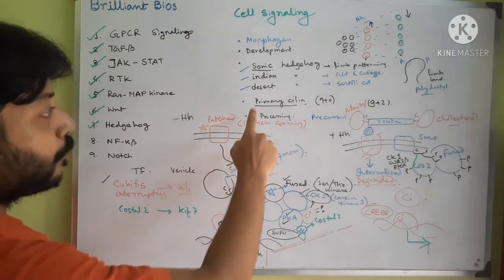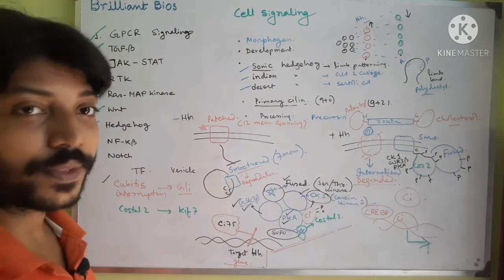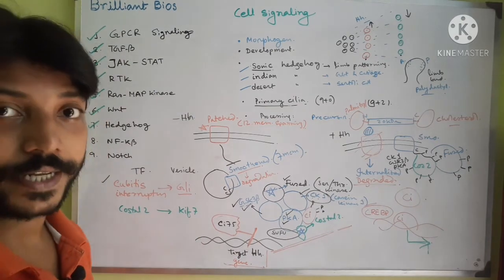But in case of mammals, there is a primary cilium where the signal transduction actually takes place.